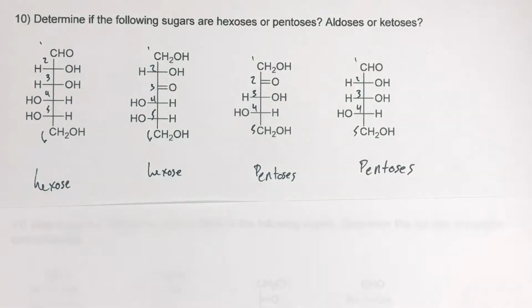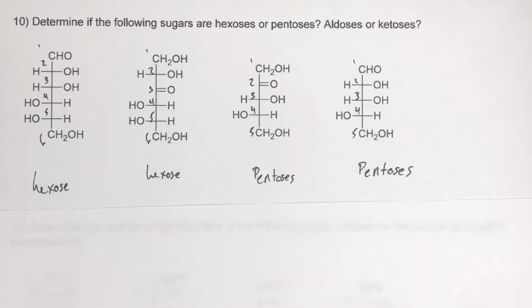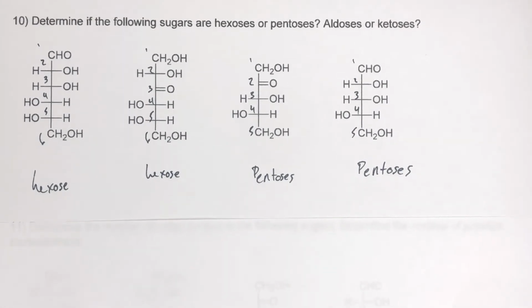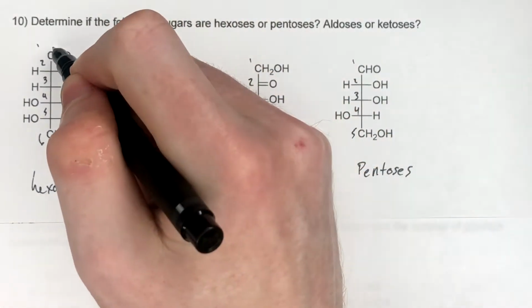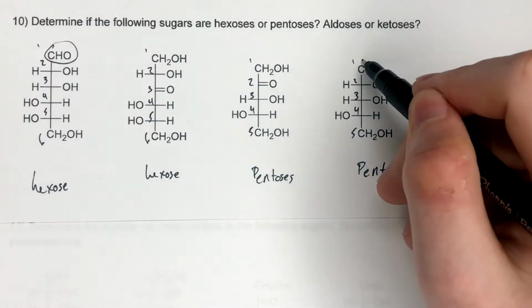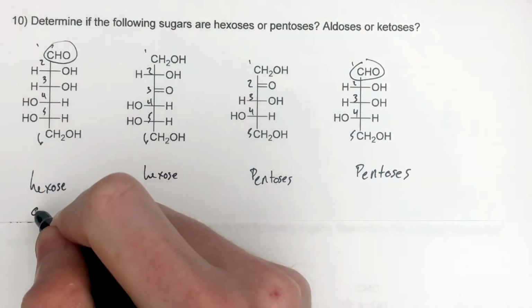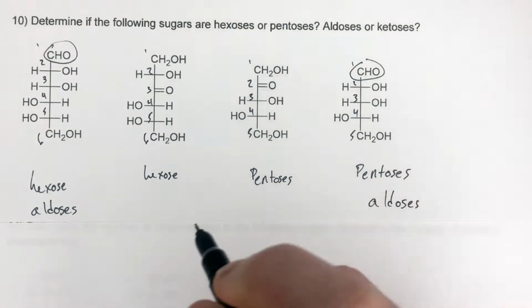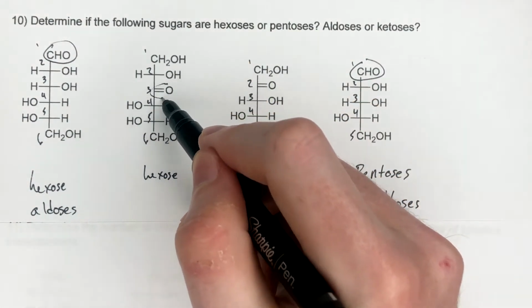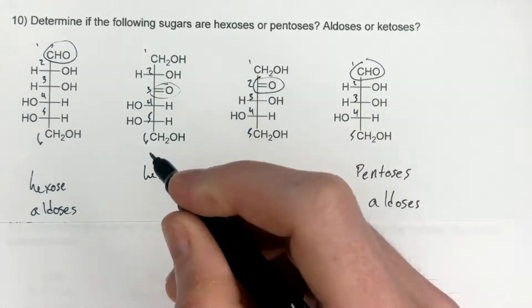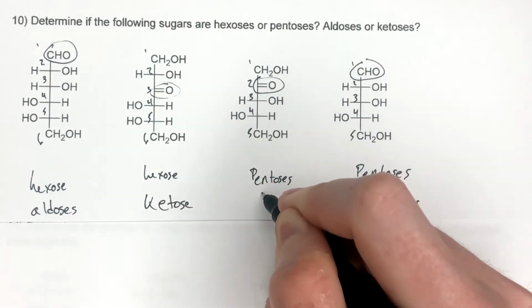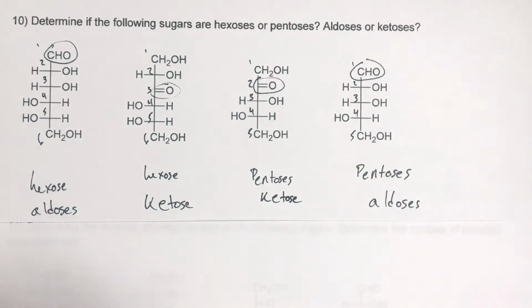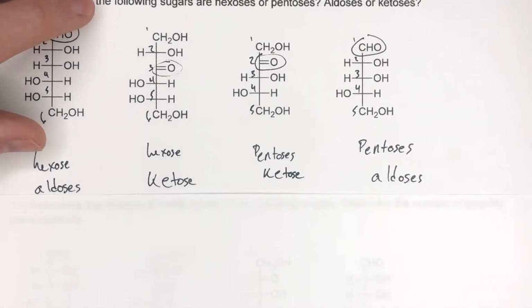Now, part 2 of this question is aldoses or ketoses. So this refers to the functional group that you have in either case. So aldoses have an aldehyde, and ketoses, rather, have a ketone. So here CHO, that's an aldehyde group. CHO, that's an aldehyde group. So the first and fourth one are aldoses. And then the second one has a ketone here. The third one has a ketone here. Those are both ketoses. All right, and that is that one.